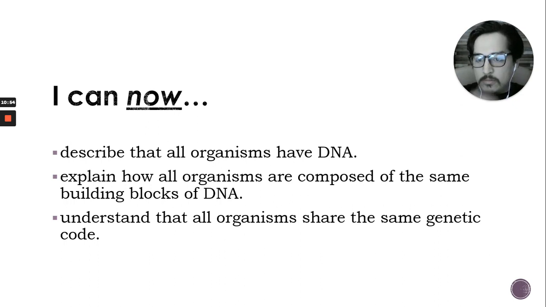I can now, number one, describe that all organisms have DNA. So you know that all living things have DNA. Check. Number two, I can explain how all organisms are composed of the same building blocks of DNA. So you can say, all living things are made up of the same thing. And number three, I understand that all organisms share the same genetic code. So all living things have the same genetic code, with the same letters, same phosphates, and everything, but in a different order, different sequence.